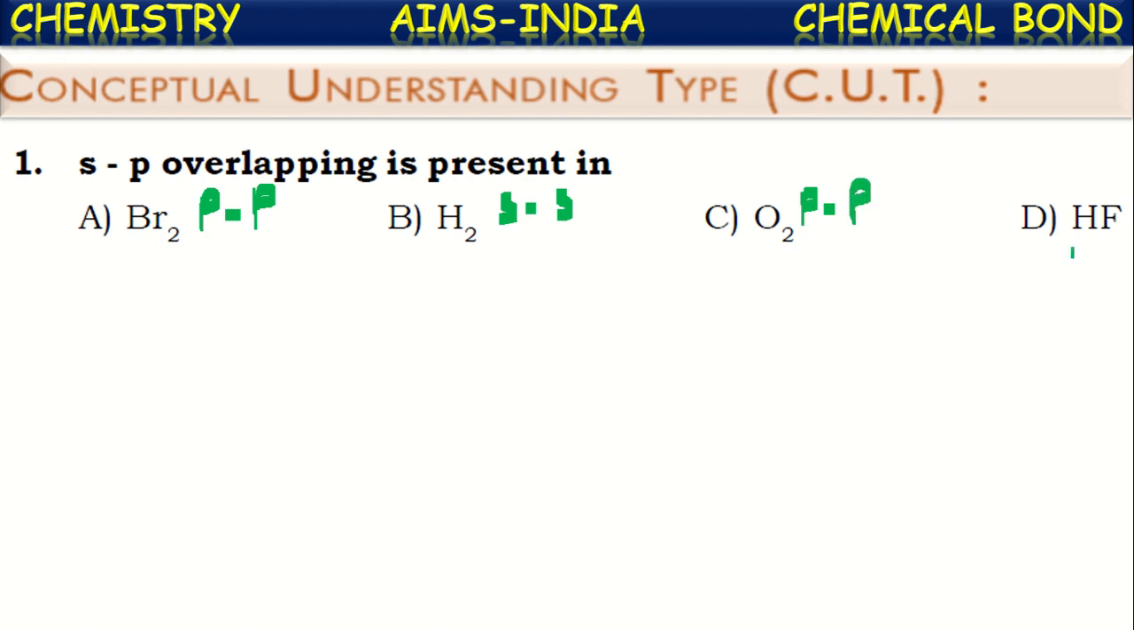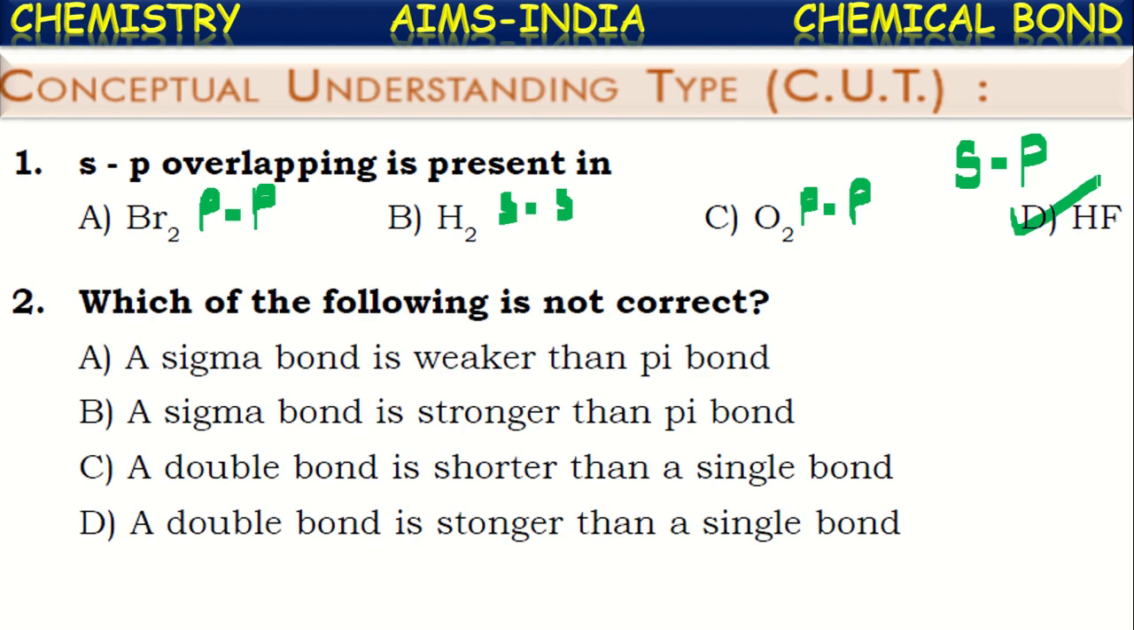Whereas in the HF molecule, hydrogen has its single unpaired electron in its s subshell, whereas fluorine has its unpaired electron in its p orbital, the pz orbital we call that. So in this molecule, when the hydrogen atom and the fluorine atom approach each other, they undergo sp overlapping. So sp overlapping is present in the hydrogen fluoride molecule. Okay, next question. Which of the following is not correct?